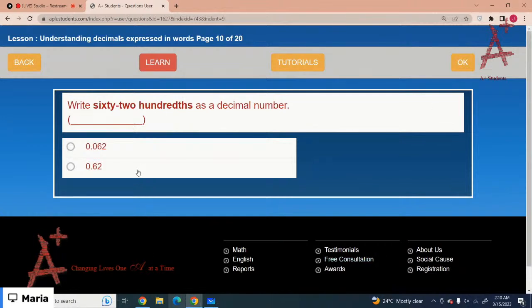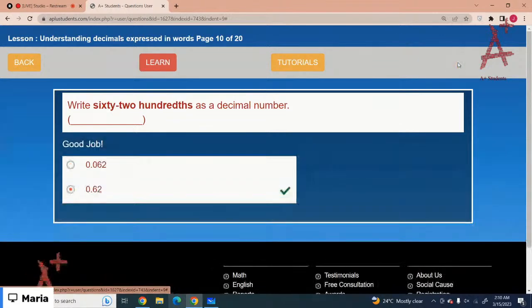Option number 2 is the correct option. Got it? 62 hundredths. Option number 2 is the correct option.